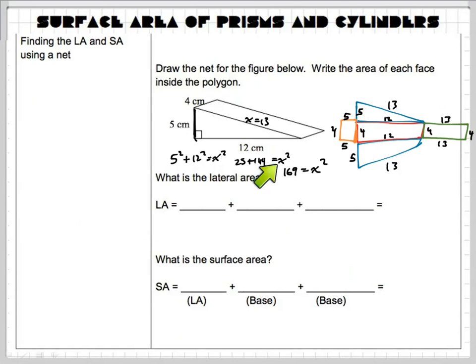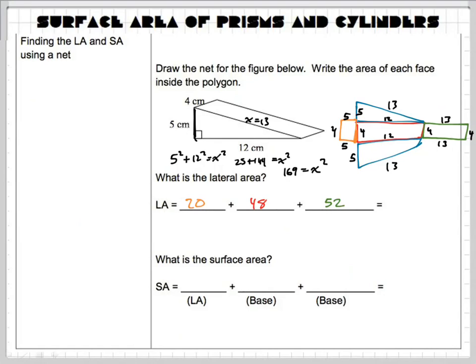And in order to find the lateral area, all we got to do is find the area of each of these rectangles. What's the area of this orange one? 20. 5 times 4. What's the area of the red one? 48. 12 times 4. So you have 48 right there. And then the last one, which is green. 52. 4 times 13, which would give you 52.